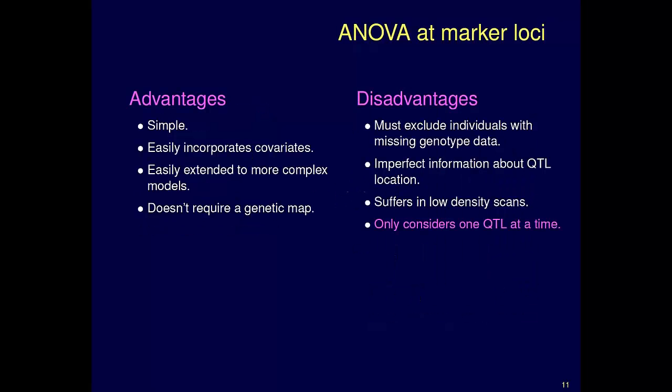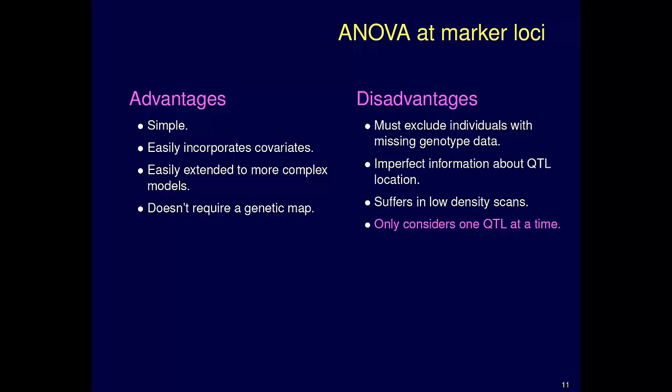The advantages of this are that it's simple. You can easily incorporate covariates if you want. Like if you want to account for environments, instead of doing a t-test, you can do a linear regression. You can easily extend this to more complicated models because the genotype at the marker is just one covariate in some larger model that you might have. So if you want to fit your full fancy mixed effects model incorporating all kinds of block and plot effects, you can do that and just shove a marker in there in the place of a QTL.